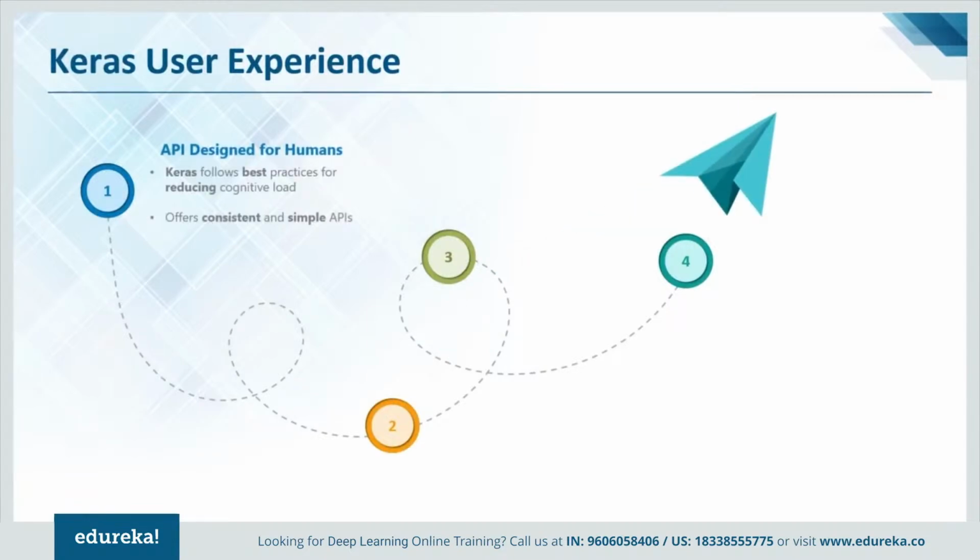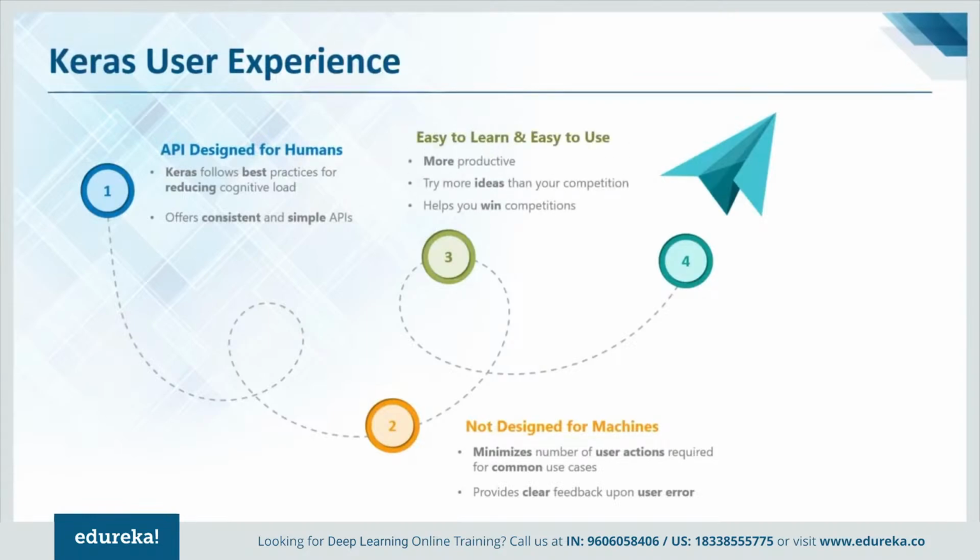Well, in my opinion, this is very important for anyone who wants to know more about Keras, or better, who wants to start creating their own neural nets using Keras. So clearly, Keras is an API designed for humans. Why so? Because it follows the best practices for reducing cognitive load, which ensures that the models are consistent and the corresponding APIs are simple. And moving on, Keras provides clear feedback upon occurrence of any error, and this minimizes the number of user actions required for the majority of the common use cases, guys.